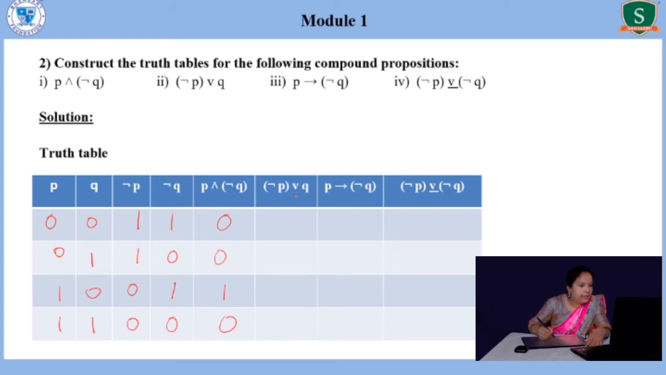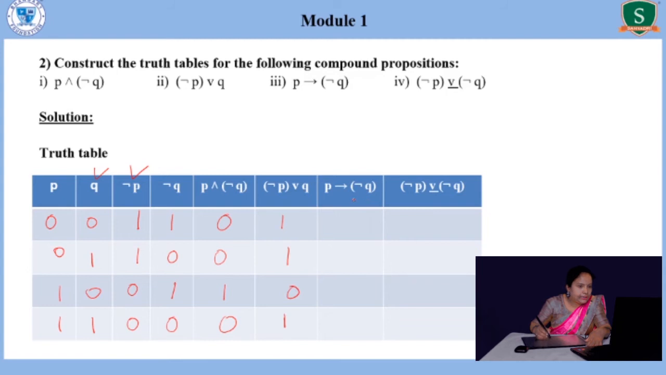We need to find negation P or Q. We need to consider negation P and Q, and take OR between these two statements. In an OR statement, if both the propositions are false, then it is false. Otherwise, it is true. Now, here negation P is 1, Q is 0, so we get 1. Next, negation P is 1 and Q is 1. Both are 1, so you get 1. Next, here both are 0, so it is 0. Next, negation P is 0 and Q is 1, so Q is 1 here and you get 1.